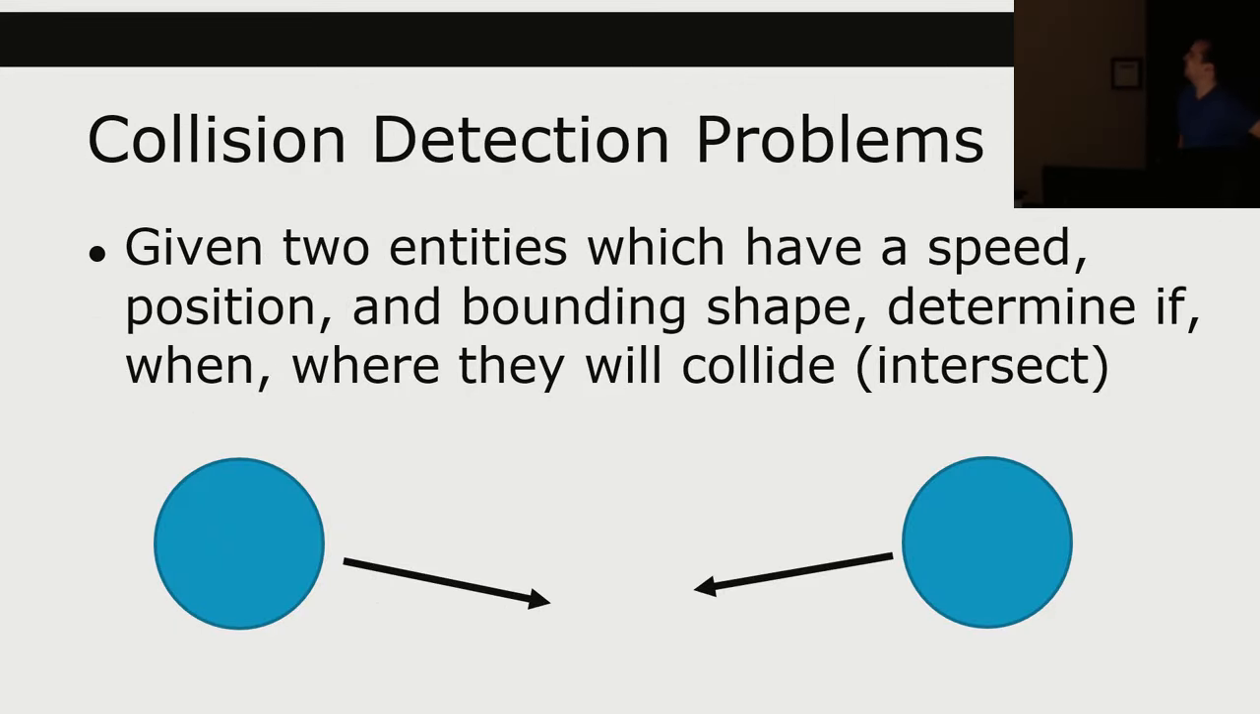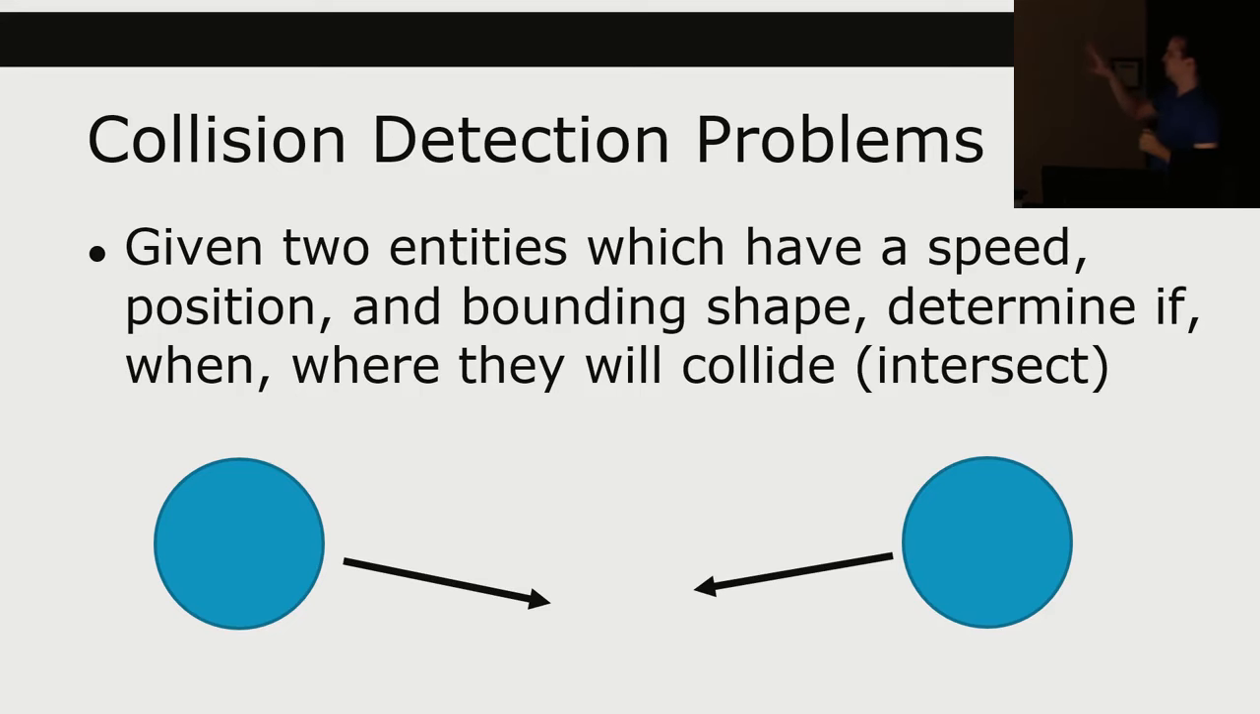So, collision detection problems. One of the problems would be: given two entities, which have a speed, or velocity in our case, position, and bounding shape, determine if they will collide, when they will collide, or where they will collide, or maybe all three. So that is one problem. If you have these two things with these properties, will they collide in the future?